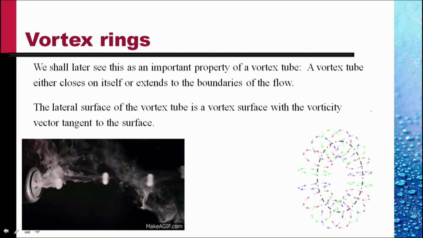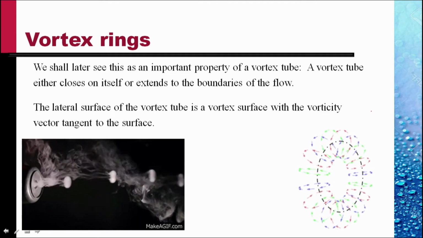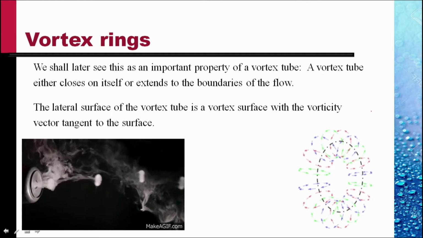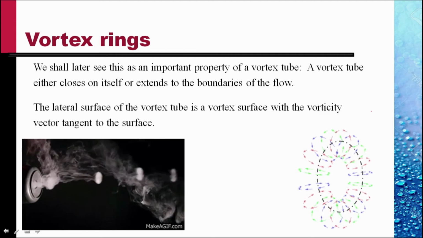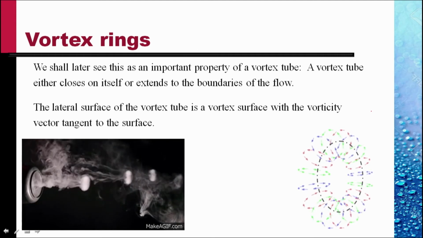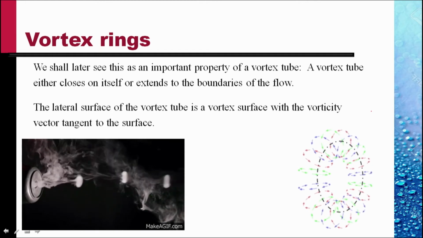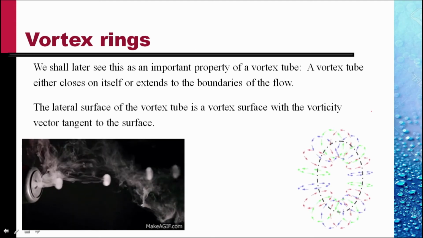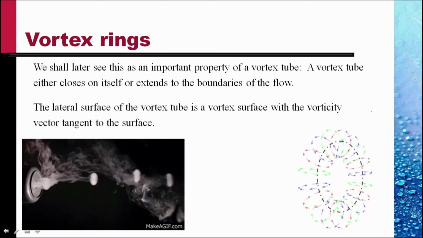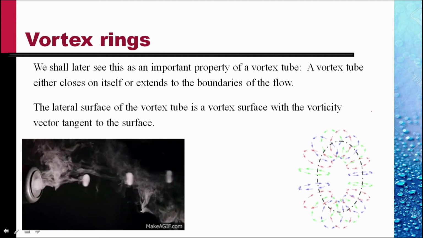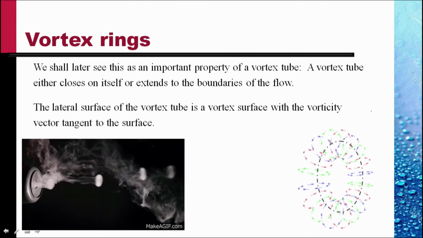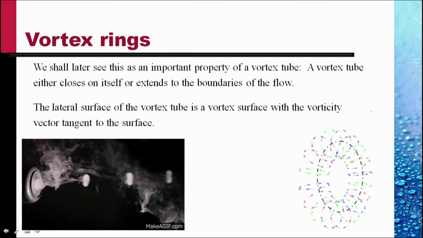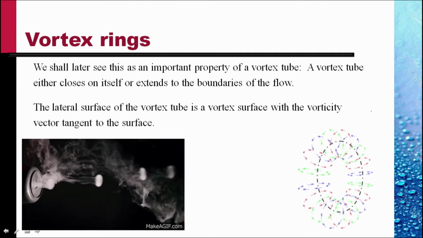The smoke rings are regions of vorticity, donut shaped vortex tubes. Shown on the right is the pattern of the flow in these. If we take the central axis of this donut, we see that there is a vorticity vector tangent to it at every point.